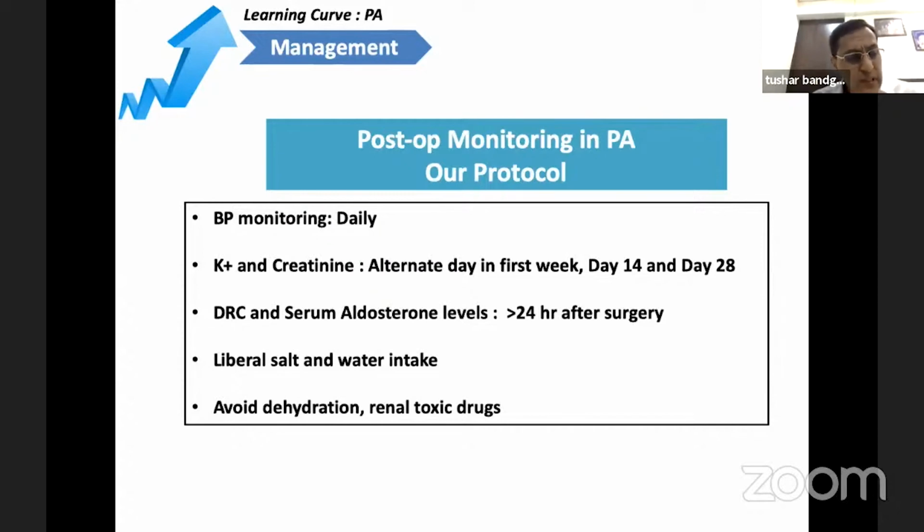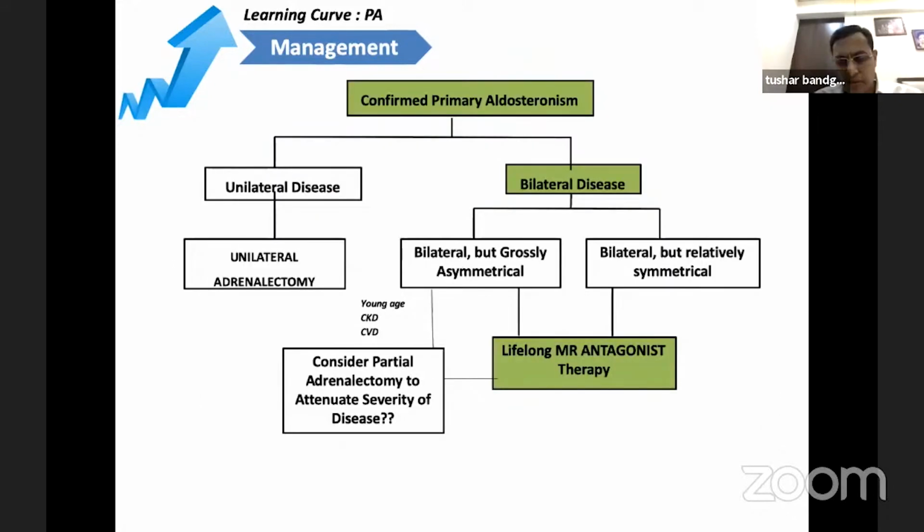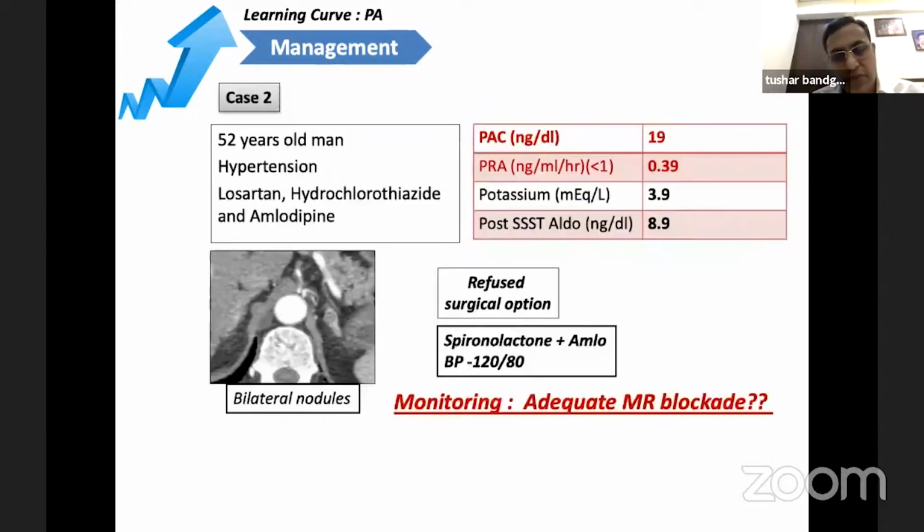Post-op, we document that the patient is cured with lower aldosterone levels and normalization of the renin concentration. Liberal salt and water intake is instituted. Avoiding dehydration and renal toxic drugs is what needs to be done. When we talk of bilateral disease, it's majorly medical therapy with mineralocorticoid antagonists and salt restriction, and maybe trimethoprim and amiloride is one of the treatments which can be added on.